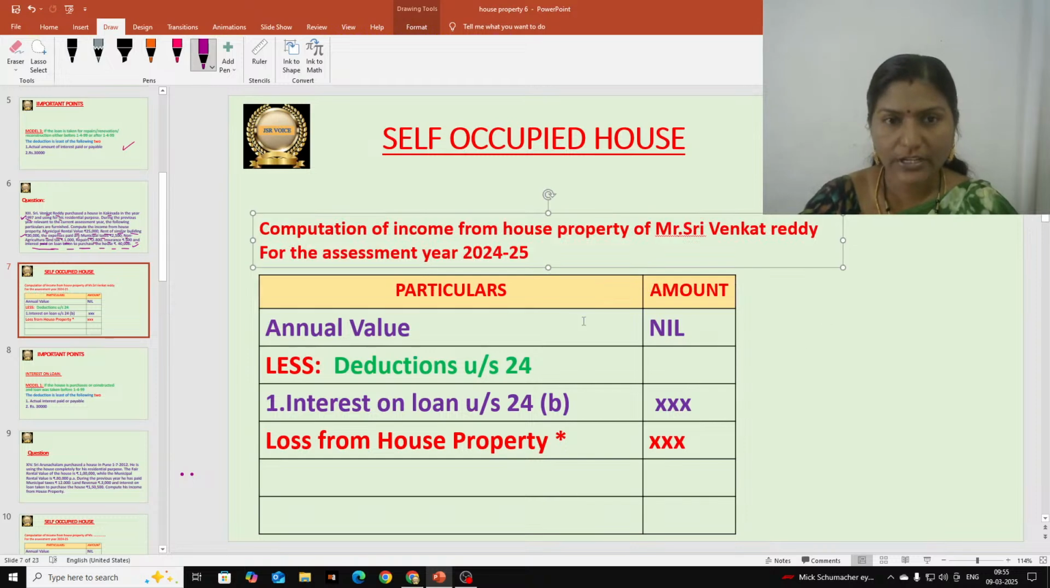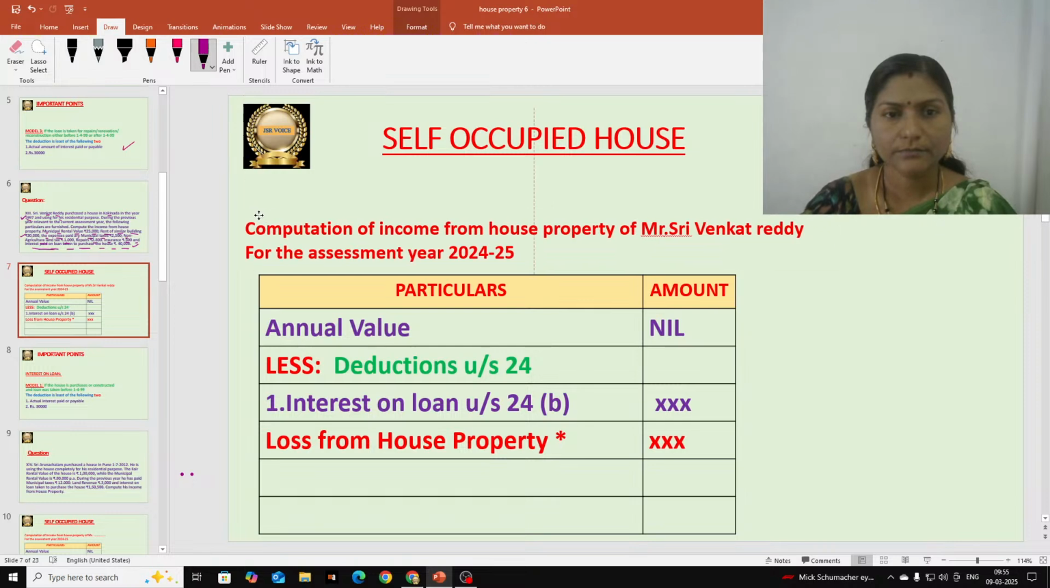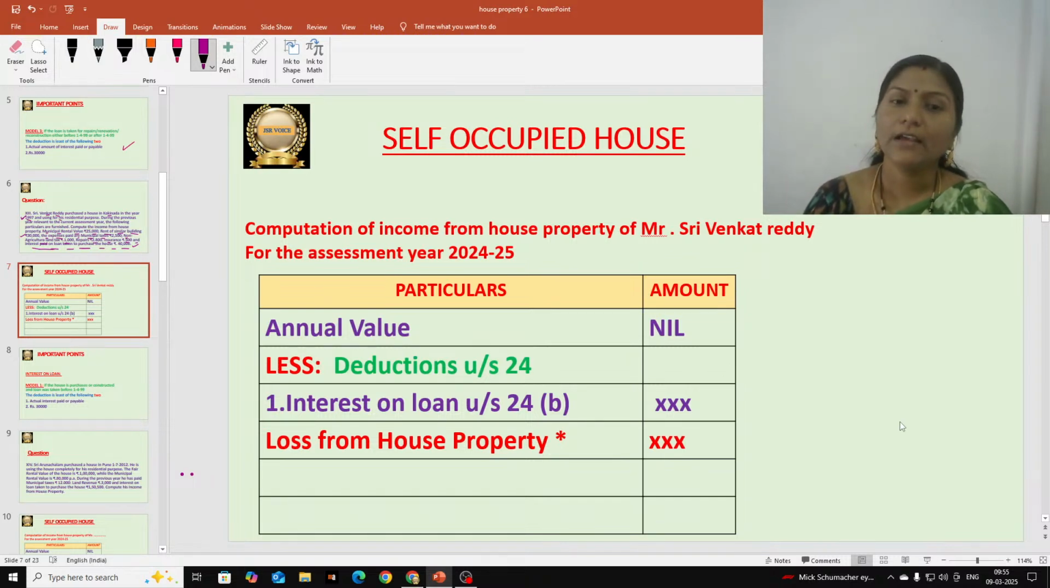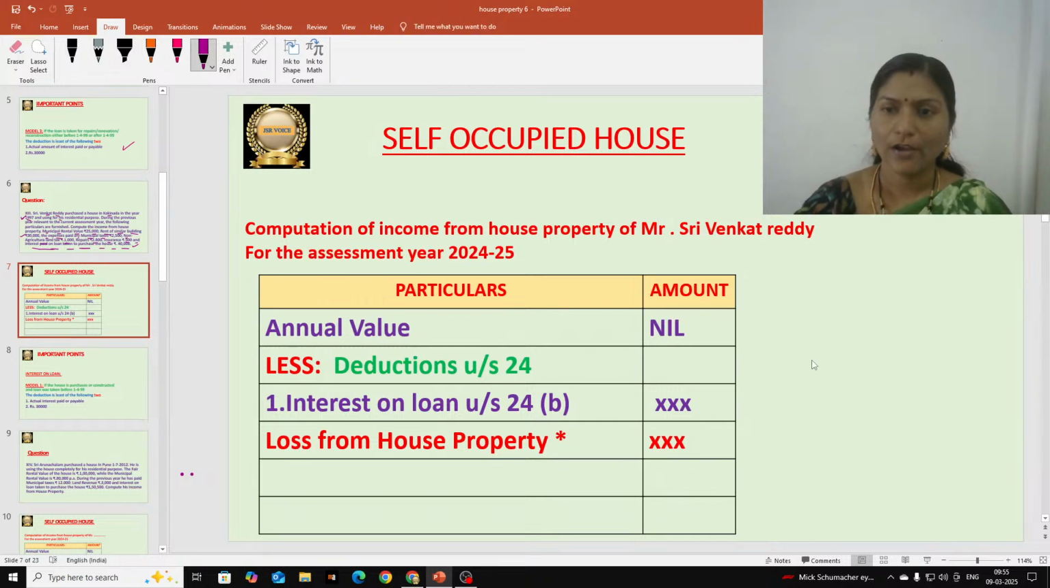What is the name of the assessee here? Sri Venkat Reddy. Okay. And here, for the assessment year 2024-25. So here we are giving the heading to show that we are calculating income from house property of Sri Venkat Reddy for the assessment year 2024-25. This is the heading that we are going to give. And next we should draw columns, particulars and amount.